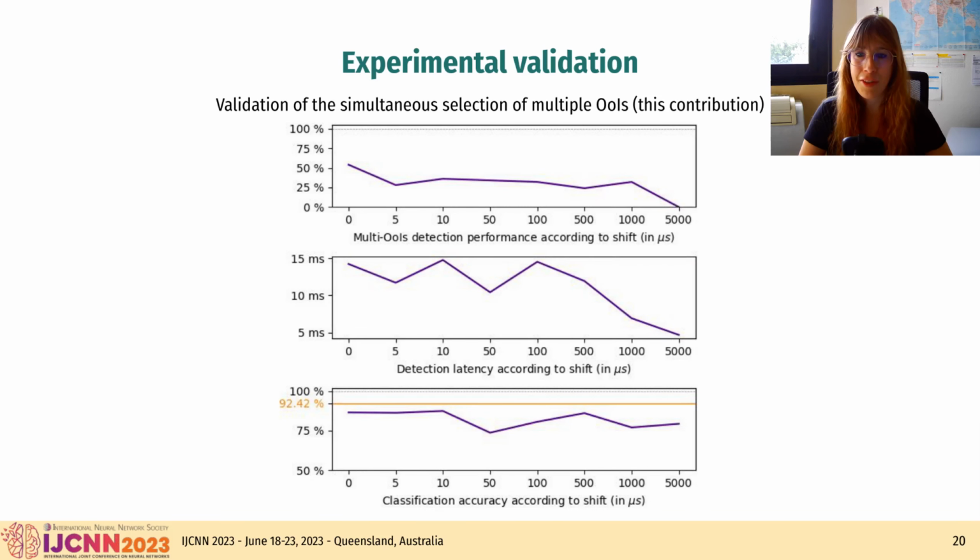Now we can take a closer look at the quantitative quality of our model according to the temporal shift between the two objects of interest that we wanted to detect. As you can see here in the first figure, the performance of multi-object detection reaches at most 50%, meaning that at most 50% of the time we are able to simultaneously detect two objects of interest. This performance actually decreases with the time shift.